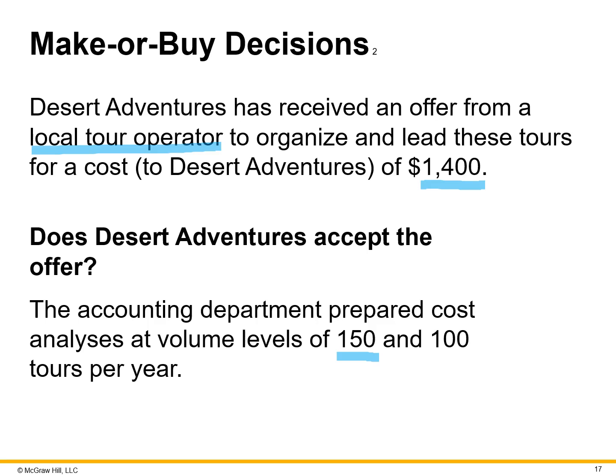But the accounting department also is going to prepare an analysis for if we do 100 tours, which makes sense because often what we predict doesn't come true exactly. So even though we might plan for 150 tours, it could very well be less than that. This slide shows us the costs if we do 150 tours.